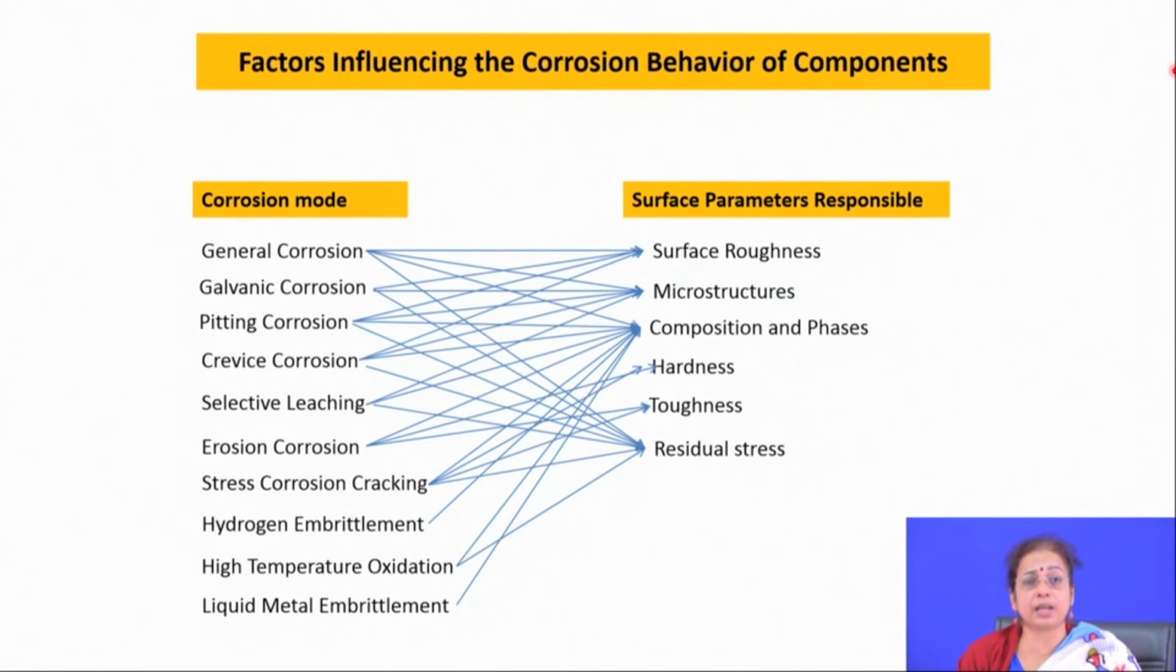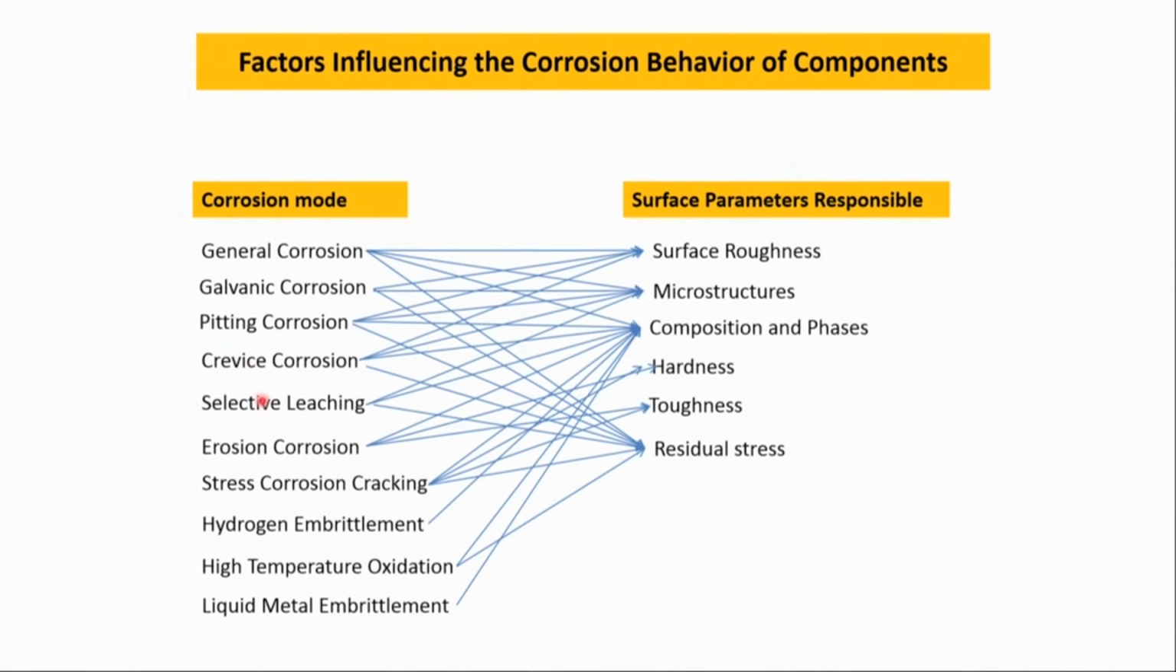Now, if you quickly summarize the different modes of corrosion and find the surface parameters responsible for controlling the kinetics of the different types of corrosion, this chart shows the perfect guideline for that. Till date we have discussed 3 types of corrosion. One is aqueous corrosion, second is high temperature oxidation, third is liquid metal corrosion. In aqueous corrosion, again there are 8 different modes: general corrosion, galvanic corrosion, pitting corrosion, crevice corrosion, selective leaching, erosion corrosion, stress corrosion cracking and hydrogen embrittlement.